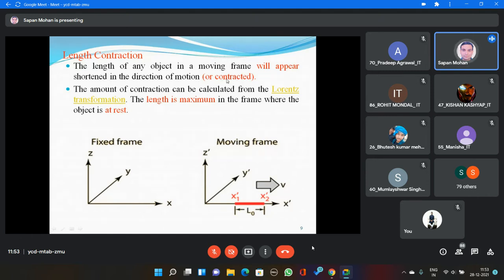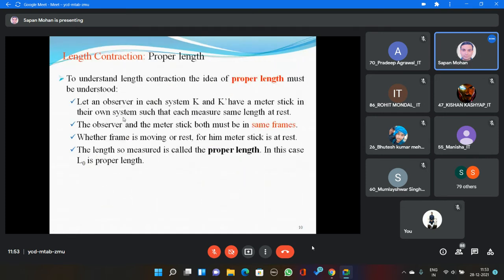So that means it is contracted. The amount of contraction can be calculated from Lorentz transformations. The length is maximum in the frame where the object is at rest. So now we will see how we can do this. I am showing you the derivation.